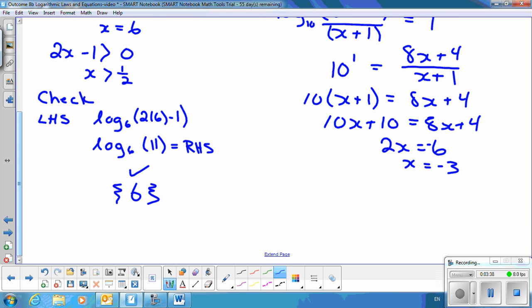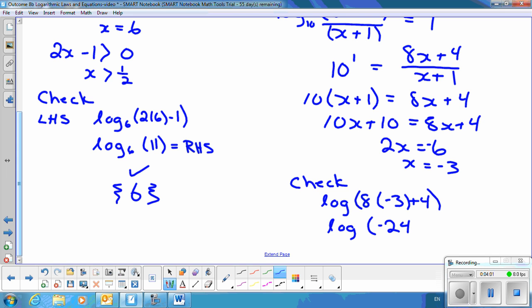We want to do a check and see if that solution works. So substituting into the left-hand side, I can do log of 8 times negative 3 plus 4. This is the log of negative 24 plus 4, or the log of negative 20. I can't take the log of a negative number, and so this root is then extraneous. And my solution set is empty.